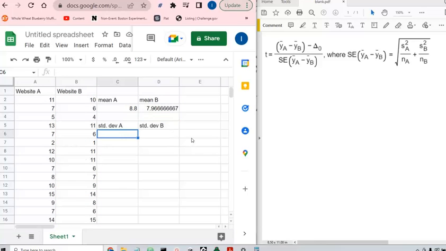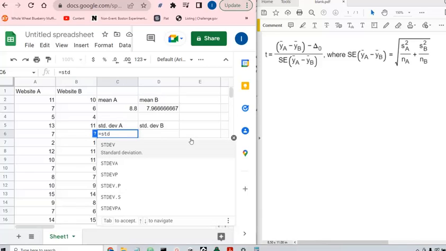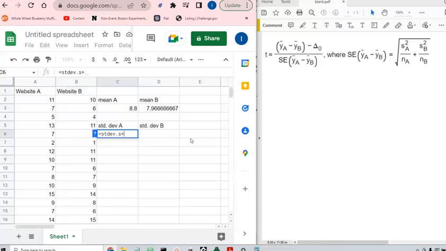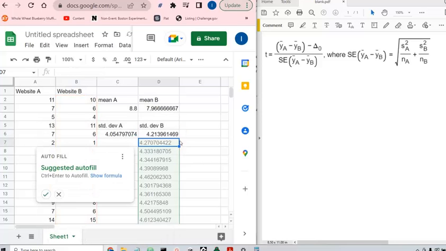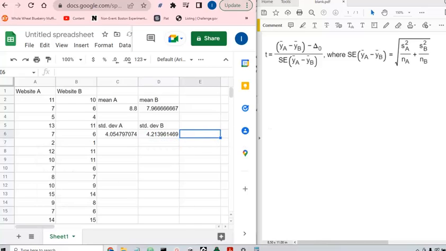Same thing for standard deviation, make sure you're using sample standard deviation. So type in equals stdev.s, and then it's A2 to A31 again. There's our standard deviation, and then equals stdev.s, B2 to B31. Okay, we've got all the numbers we need for our test statistic. Now we just have to plug them in.